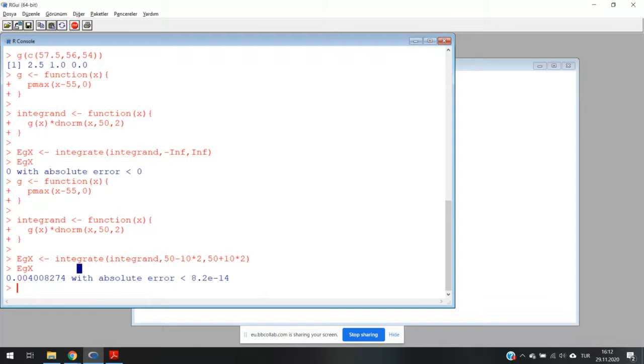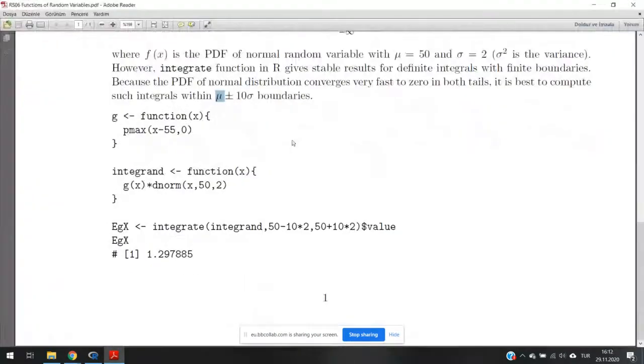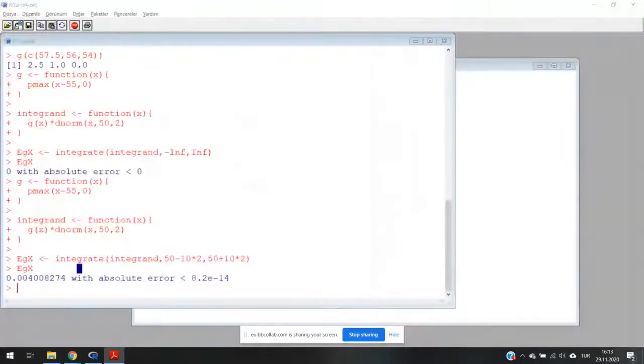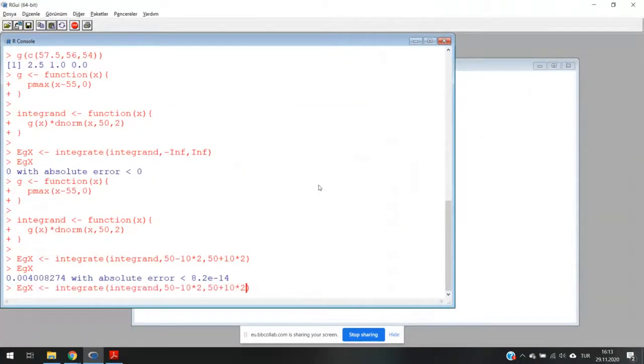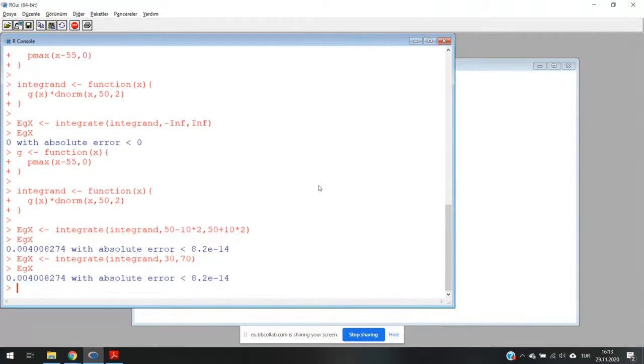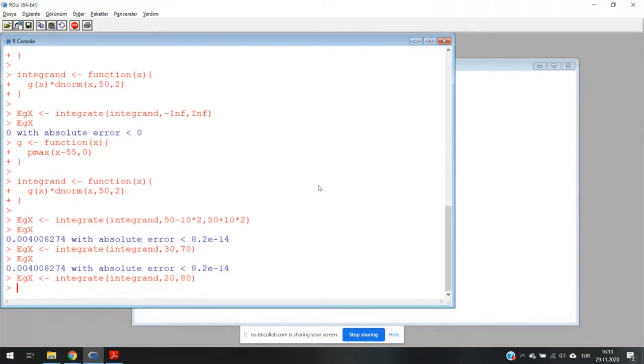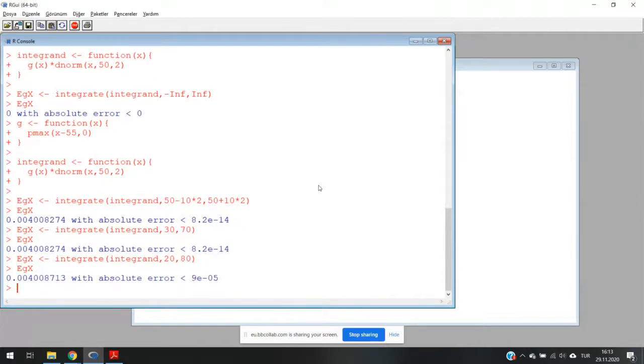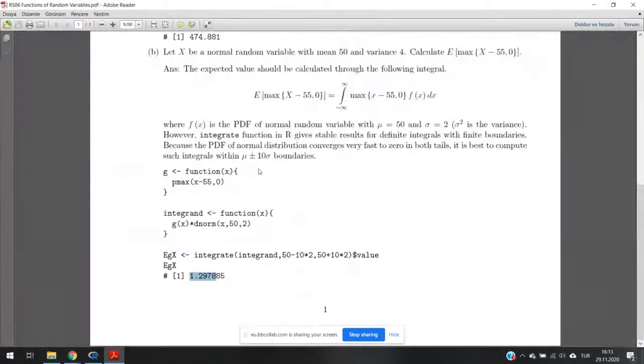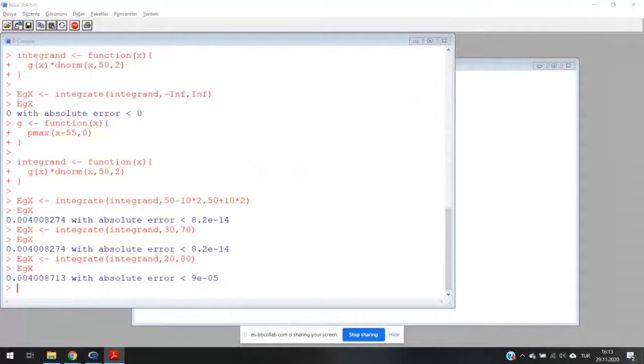So I think there is a mistake in the PDF file. In the PDF file, it says 1.2978. So I'm just going to check if this is true or not. Now, if you integrate this integrand between 30 and 70, you are going to get this value. And if you do that between 20 and 80, I think this is true. This is correct. So the mistake is made in the document. Maybe we need to change the document here. And basically, this is going to be all.